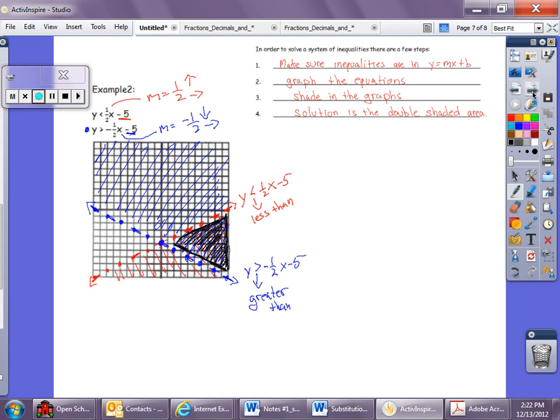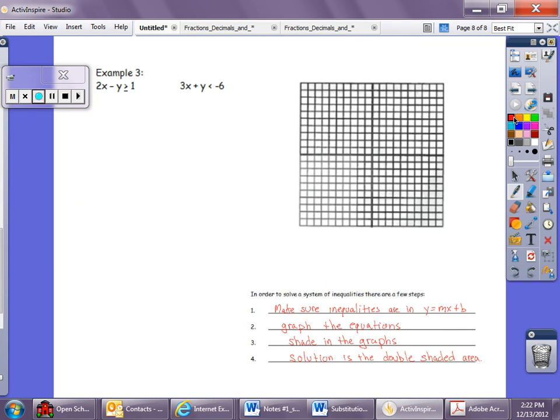And then if we look at the third example, now with this one, it says make sure that they're in slope-intercept form. Well, these two equations are not, so we have to write them in slope-intercept form. Well, that means we want y by itself, so we have to get rid of that 2x. So we subtract 2x from both sides. Now I'm going to bring down the -y, so it's -y is greater than or equal to -2x plus 1. Then the next thing we do is we have to get rid of that negative, so we divide by -1.